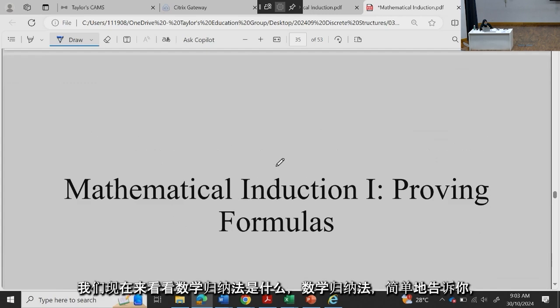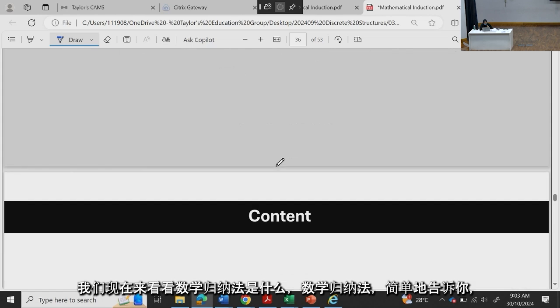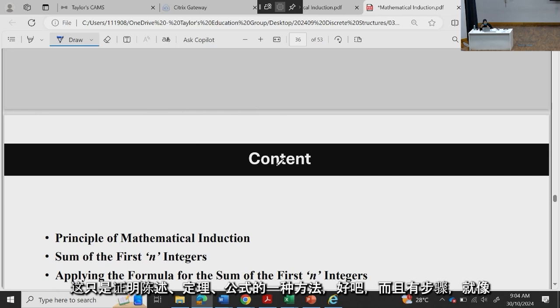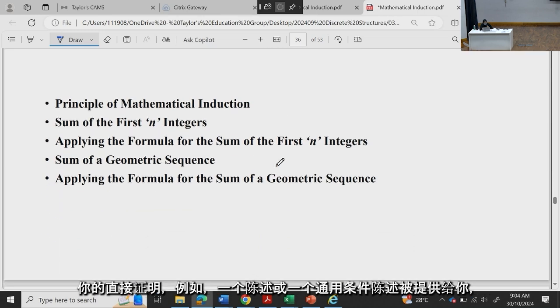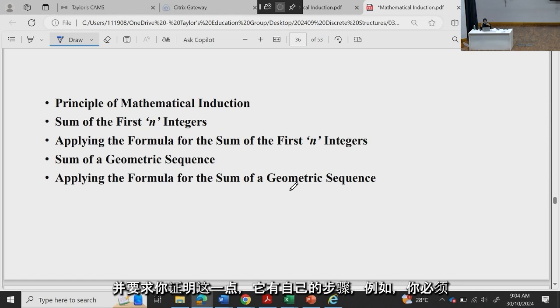Okay, with all this as a base, we will now look at what mathematical induction is. Mathematical induction, to tell you simply, it's just a way of proving statements, theorems, formulas. Okay, and there are steps, just like in your direct proof. For example, a statement or a universal conditional statement is given to you and you're asked to prove it. There it has its own steps. For example, you have to consider the hypothesis, you have to assume it to be true, and then the proof you have to show for what? For the conclusion part, right? You start from the hypothesis, plug in the values of whatever integers are there in the conclusion, and from there you show your proof for the conclusion.